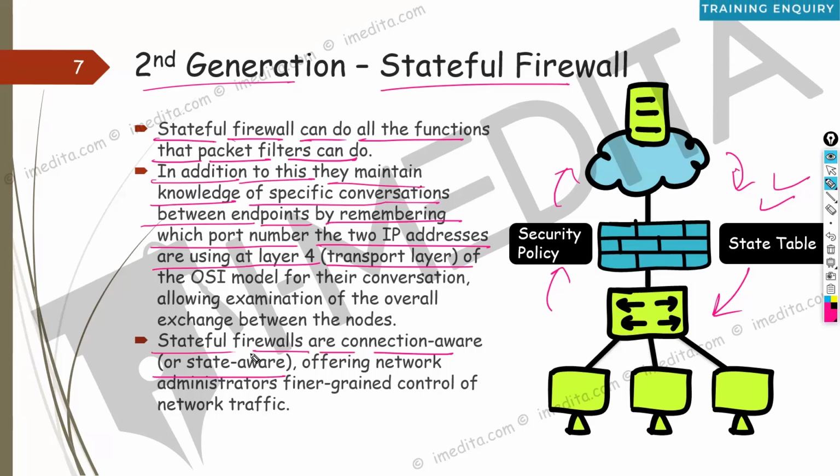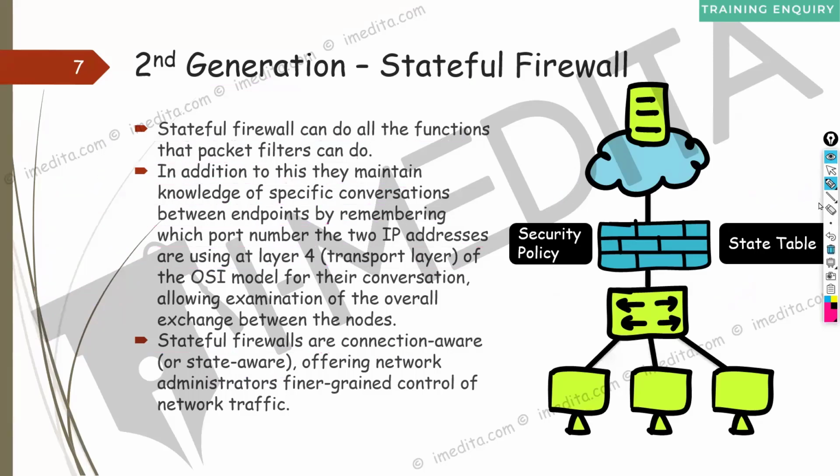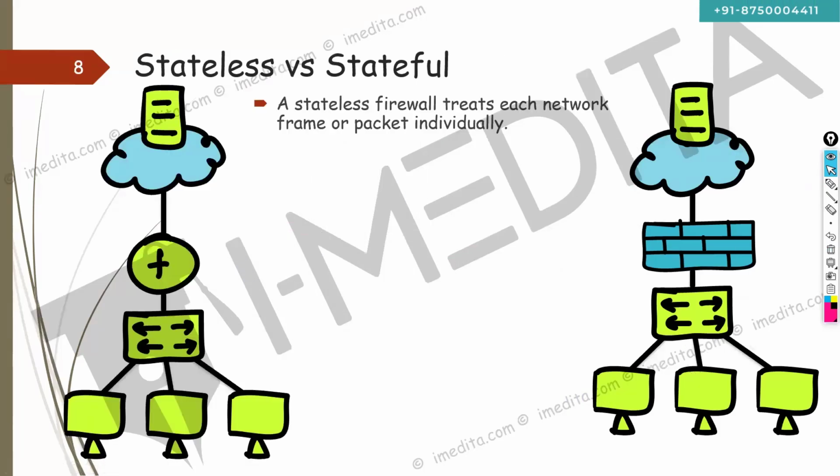Connection aware means the first packet must be SYN, the second packet must be SYN plus acknowledgement, and the third packet must be ACK. If they are following the procedure, traffic is allowed. If they are not following the procedure, traffic will be dropped here. So this was something about stateful firewall.